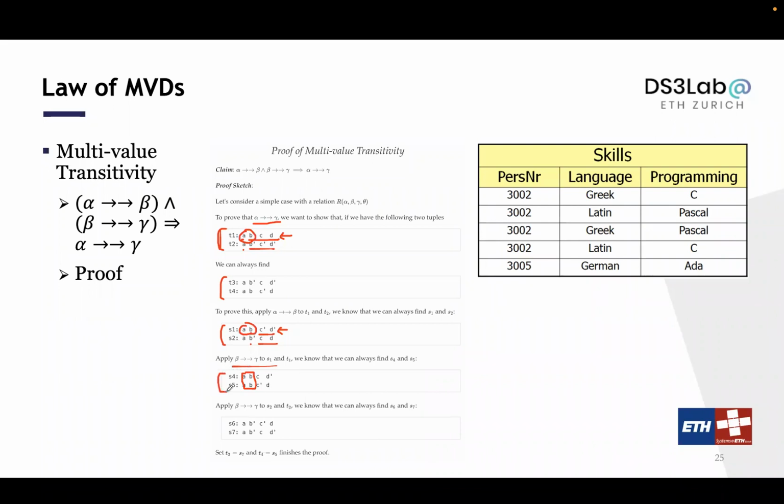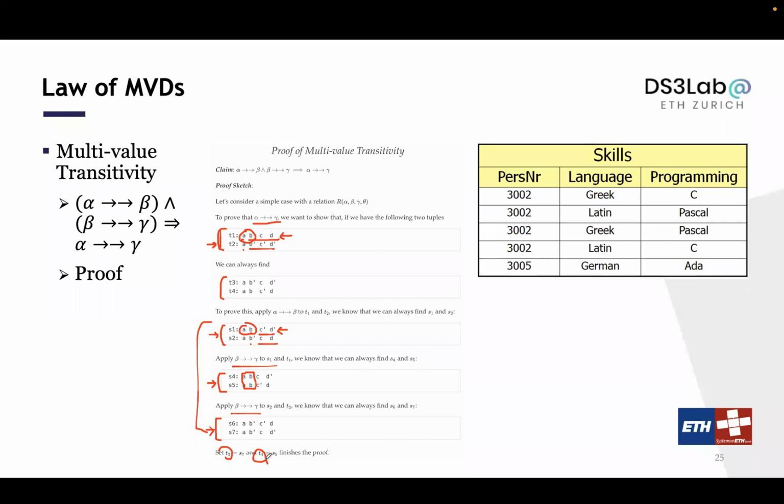You say, yeah, if T1, T2 is in the system, then I know S1, S2 is in the system. Then I know S4 and S5 is in the system. And then you apply your multivalued dependency, this one, to another tuple pair, S2 and T2. Then you get these two tuples. Okay, you say, yeah, because T1 and T2 are here, all of the 6 tuples must be in my system. And then you set T3 equals to S7, T4 equals to S5, then QED. Okay, then you find the tuples you want to find to prove there's a multivalued dependency from alpha to gamma.